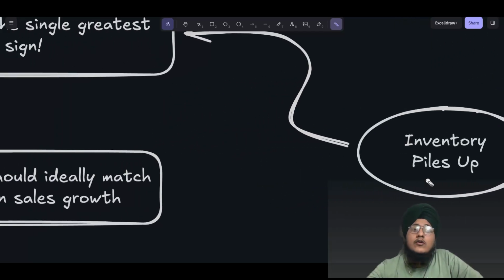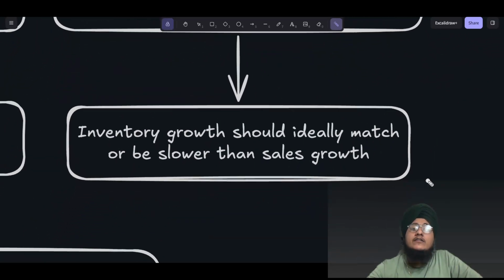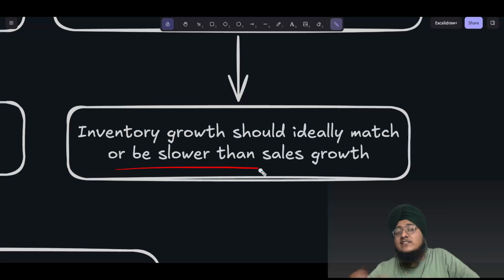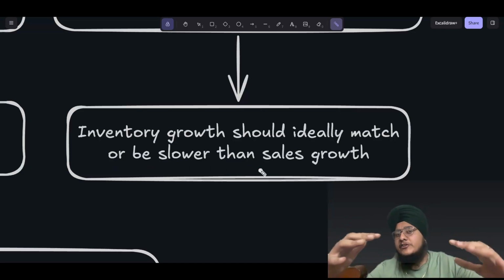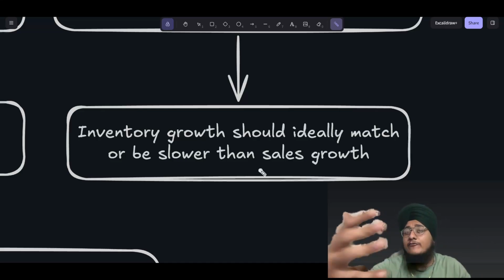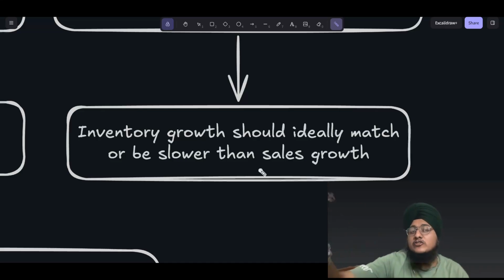So what is the conclusion here? The conclusion is the inventory growth should ideally be equal to or less than the sales growth. If sales is growing and inventory is growing at an equal pace, it's good. Let's say sales is growing by 5%. It's good, the company is growing. But the inventory is growing by 15%. It's bad, it's a red flag. So always keep that in mind.